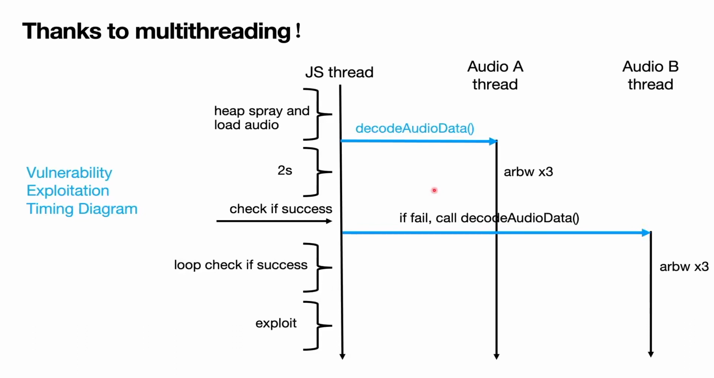Then we call the decode audio data function for the second time, and start the audio B thread to decode audio. This time we will trigger arbitrary address write in the address range 0x1800000000 to 0x1c00000000. The JS thread loops to check whether the length of the JS array is changed, and if it is changed, it will execute the subsequent exploit. If it is false, it means that the entire exploit has failed.